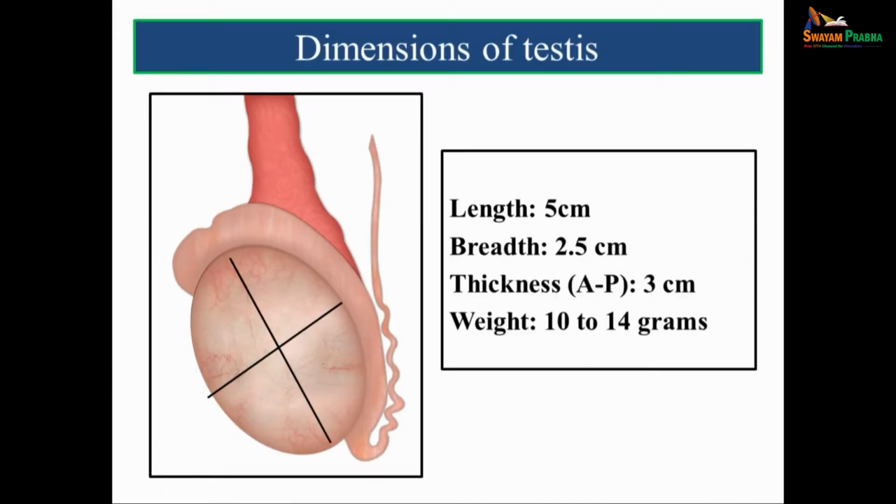Now, we come back to the testis. So far we did the spermatic cord briefly. Dimensions of the testis. The length of the testis is about 5 centimeters. The breadth is about 2.5 centimeters, and the anteroposterior thickness is about 3 centimeters. In an adult, the testis weighs about 10 to 14 grams.